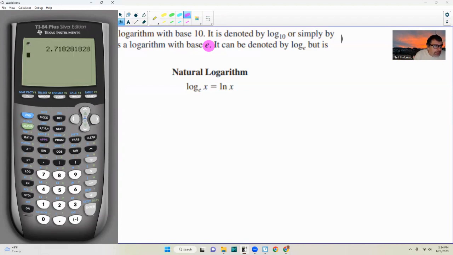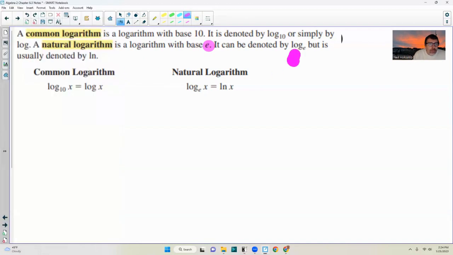If you hit enter, it gives you this number, 2.718281828. That is Euler's number. That's why it's called e. Euler, spelled E-U-L-E-R, was a mathematician, and they named base e after him. So it's Euler's number e.